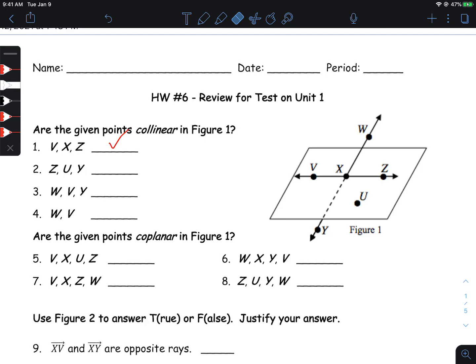So you're looking for the same line, and then there is one special case that we'll talk about here in a second. Next, you have Z. Where is the Z? There it is, U, and then Y. Now it looks like they could make a straight line there, but those don't have a line going through it necessarily, so we're going to say no, those are not collinear there. Here, let me put yes and no's.